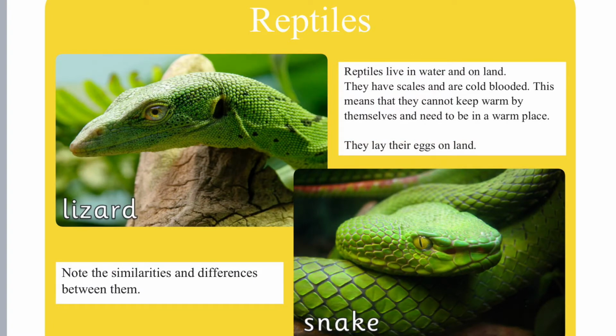Reptiles. Reptiles live in water and on land. They have scales and are cold-blooded. This means that they cannot keep warm by themselves and need to be in a warm place. They lay their eggs on land. Take a look at the lizard and the snake. Can you notice any similarities or differences between them?